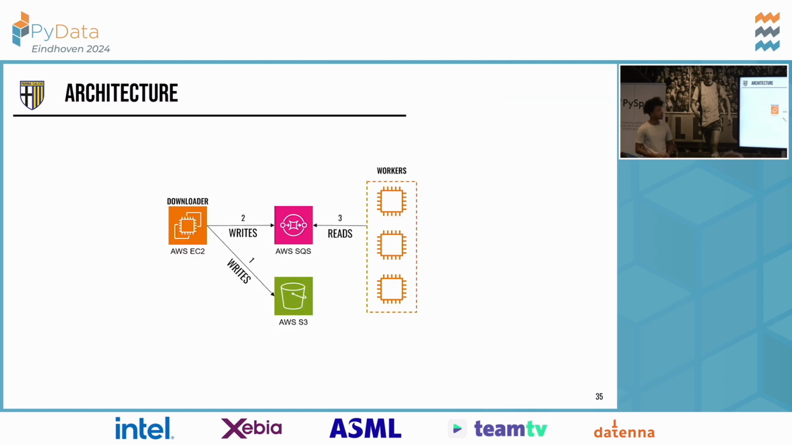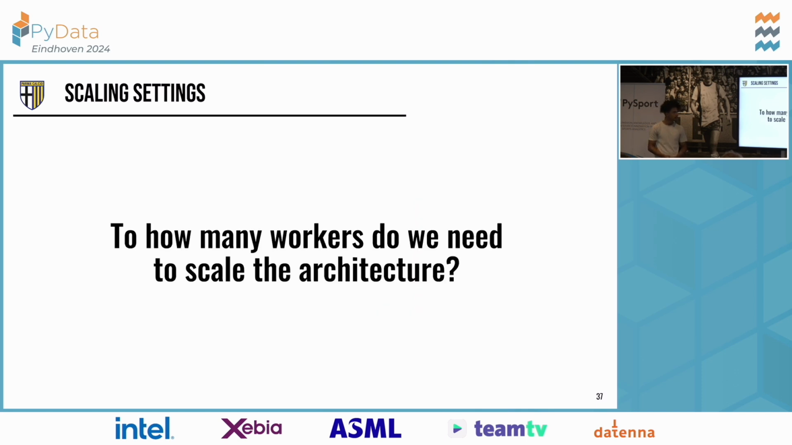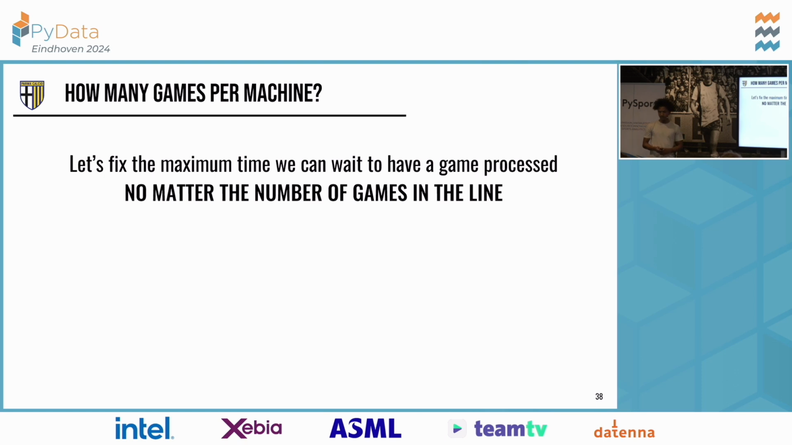So we can update our architecture with the queue here, AWS SQS. And depending on the number of messages in the queue, we scale the number of workers, meaning that if we have a lot of messages to process, we want to have many workers on. And if we have no message in the queue, we don't want any virtual machine running. So this leads to the question: how many workers do we need to scale the architecture? The good thing with our solution is that you can set the maximum time that you can wait to have a game processed, no matter the number of games in the queue.